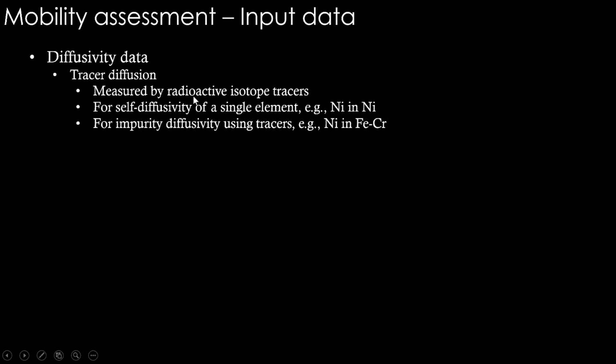Basically, why we are using radioactive isotope, you can see from this itself, nickel in nickel. Let's say you have a nickel atom sitting nicely in a FCC lattice, and you want to know how fast a nickel atom will diffuse from one end of this material to the other end. So this nickel atom that is entering in one side, how do you know the same nickel atom is coming in the other side? Because everything is nickel, right?